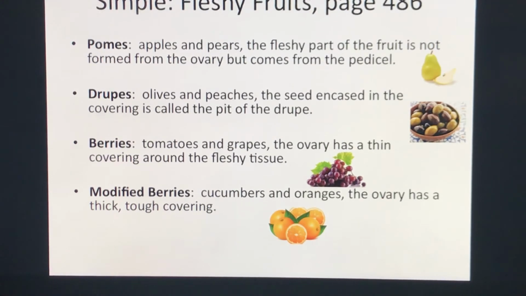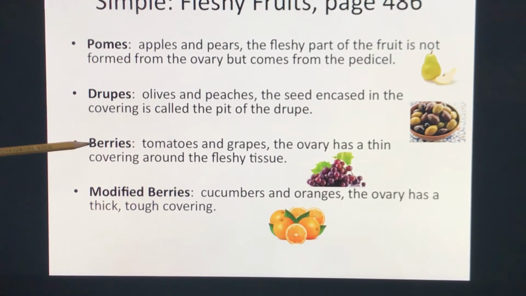So, here's some examples of simple fleshy fruits. You have the pomes, which include apples and pears. And here the fleshy part of the fruit is not formed from the ovary, but, interestingly, comes from the pedicel. Remember, like the base of the flower. Then you have drupes, which are olives and peaches. The seed is encased in the covering, which is called the pit of the drupe.